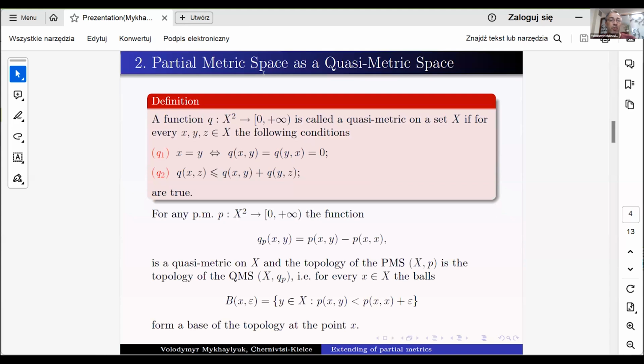Topological properties of partial metric spaces are closely connected with another generalization of metric, namely quasi-metric. Recall that a function q is called a quasi-metric if it satisfies the following two conditions, and if we have only condition q2, this function is named a quasi-pseudometric.